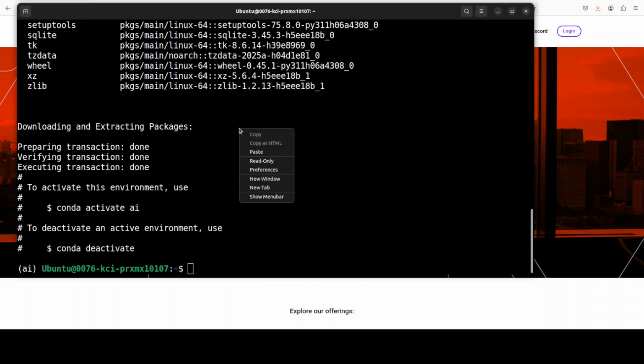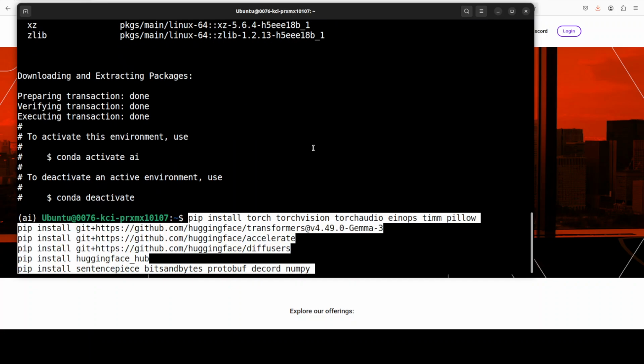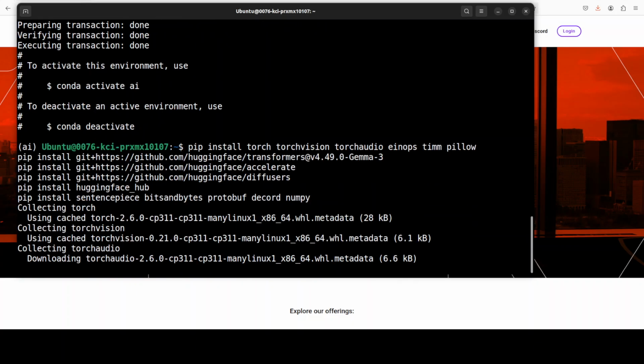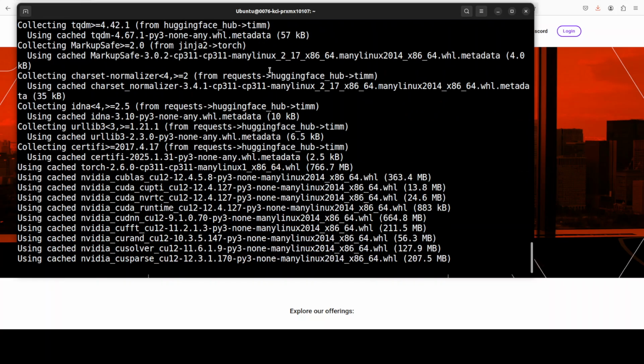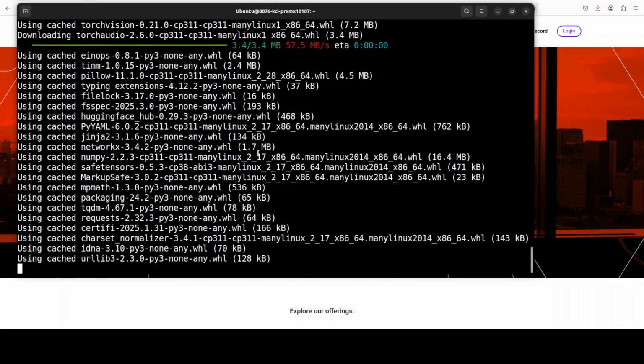Let's install all the prerequisites which include torch vision and especially this Gemma branch from the root of the repo of transformers. This is going to take a couple of minutes, so let's wait.